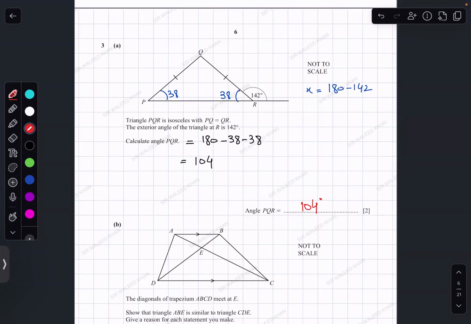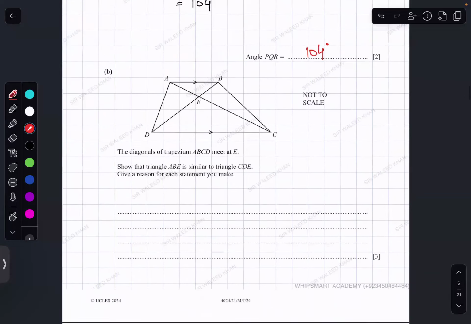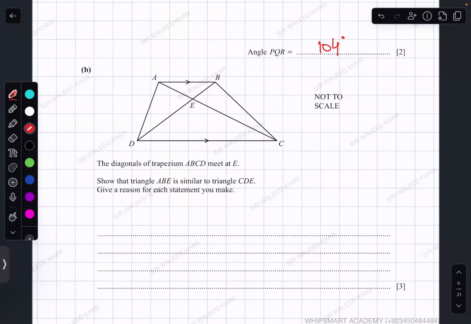Next, the diagonals of trapezium ABCD meet at E. Show that triangle ABE is similar to triangle CDE. Give a reason for each statement. Now you have to give a reason for every step you are making. Okay?